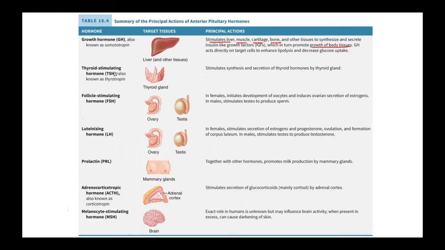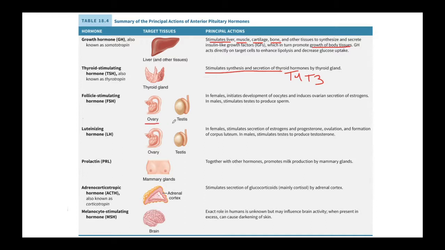Thyroid stimulating hormone, TSH, its target tissue is going to be the thyroid gland, and it's going to stimulate the synthesis and secretion of T4 and T3, which are pretty much involved in your metabolism. You've heard of a hyperactive thyroid or a hypoactive thyroid. Hypoactive is the person who just looks at an ice cream sundae and gains 10 pounds, and the hyperactive thyroid is the one that can eat everything and never put on a pound.